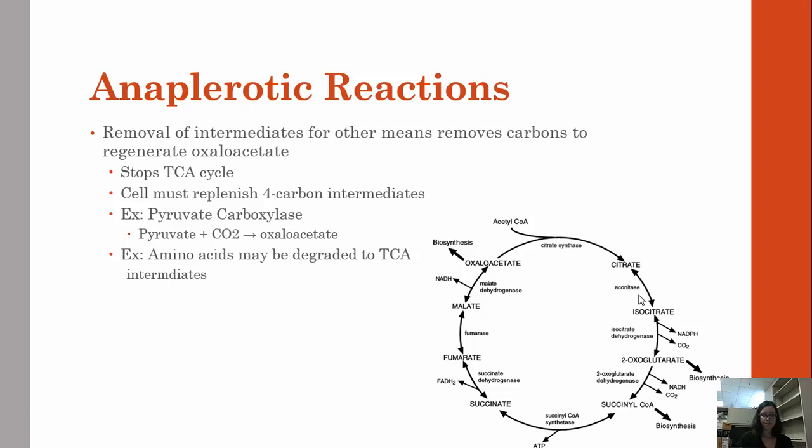One example of this is pyruvate carboxylase. And this enzyme is very high in the liver and kidney where oxaloacetate and malate are often taken out to use for gluconeogenesis. So that makes sense. So then we have this pyruvate carboxylase that's able to replenish this oxaloacetate from pyruvate. So we again have these checks and balances. We're taking more of these intermediates out for gluconeogenesis, and we're able to put more in because we have these enzymes present. And also, amino acids can be degraded into TCA cycle intermediates.